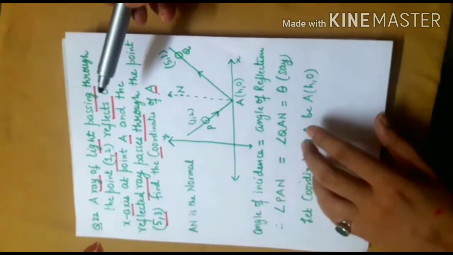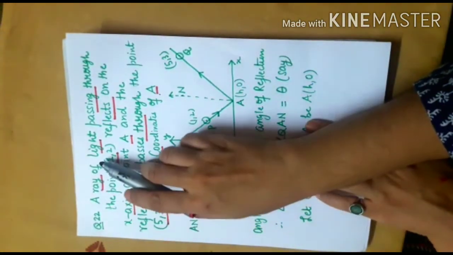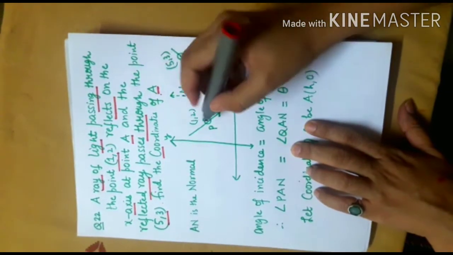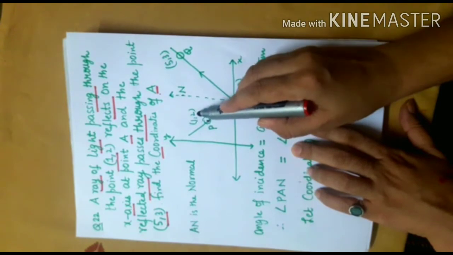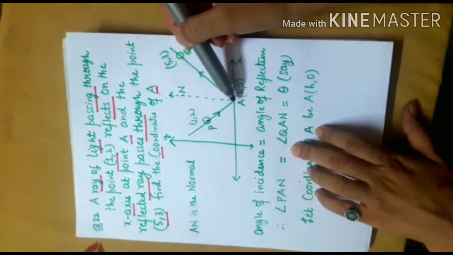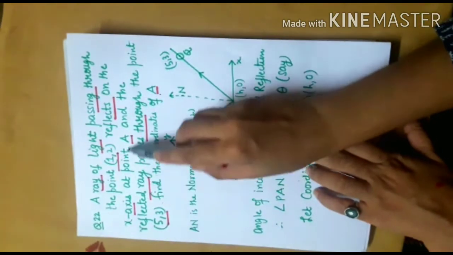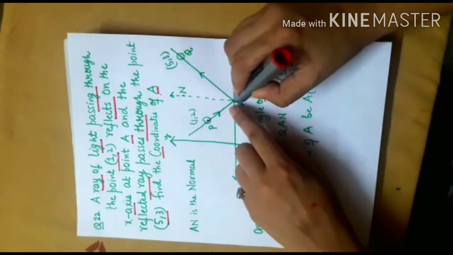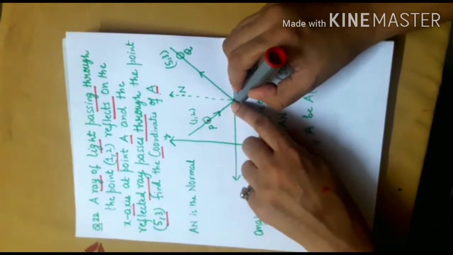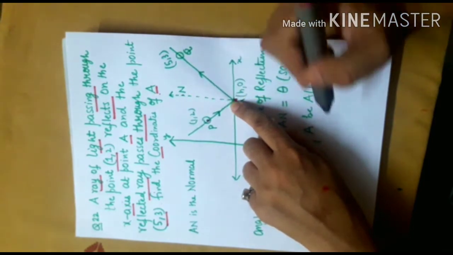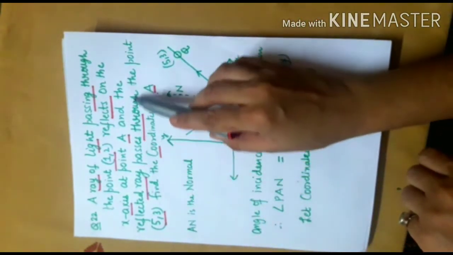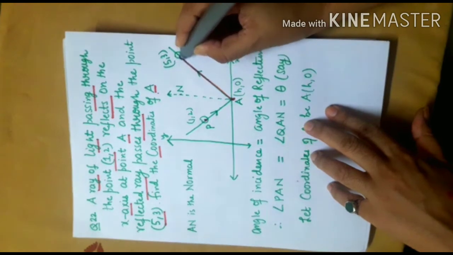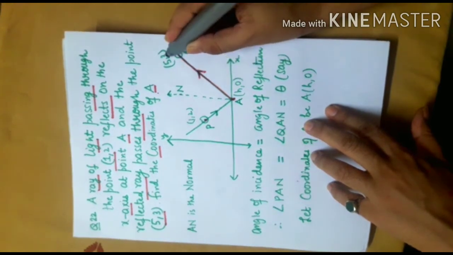Let's understand this question. A ray of light passing through the point (1, 2). This is the ray of the light which is passing through the point (1, 2). This ray reflects on the x-axis at the point A. This ray strikes the x-axis at the point A, and at this point A, this ray gets reflected. The reflected ray passes through the point (5, 3). This is the reflected ray and it passes through the point (5, 3).